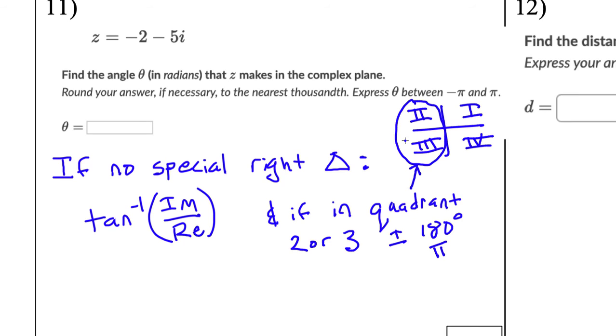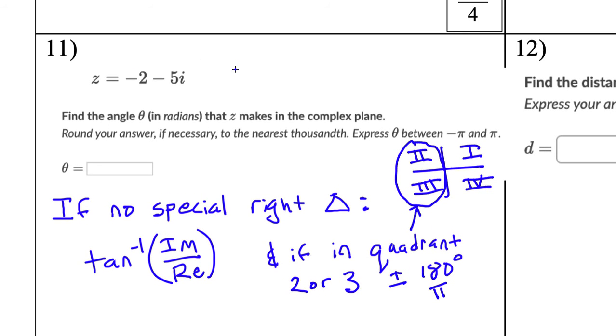So you ask yourself now, -2 minus 5i, where is that? Graph this. What quadrant does that live in? It lives in quadrant 3. -2 minus 5i lives down here in quadrant 3. So I am going to have to add or subtract pi, because I'm in radians.